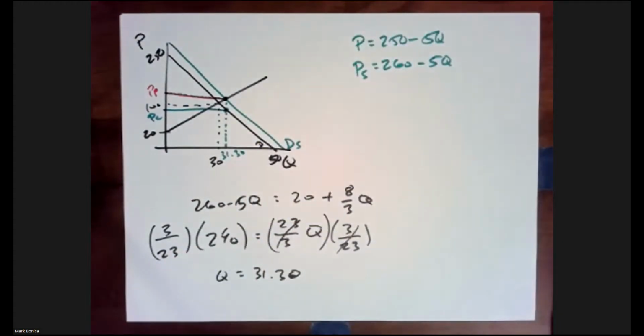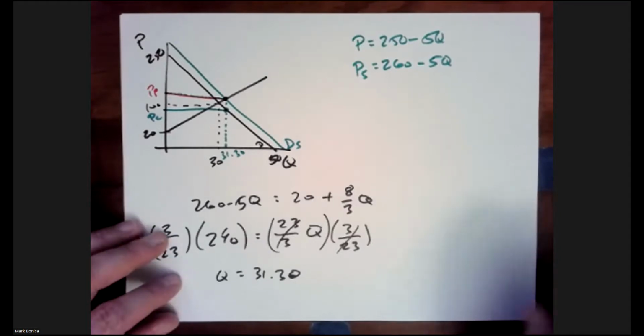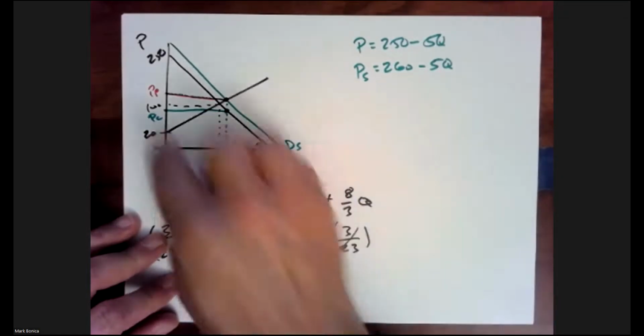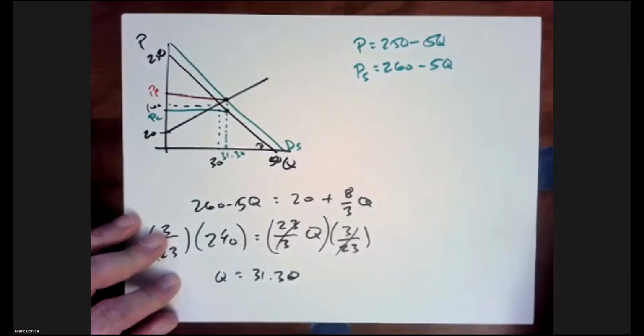Everybody's going to be happier, and that's why everybody likes the government to give them subsidies, right? Because the consumers are going to pay less and the producers get paid more. And so they kind of reverse positions. So how much?